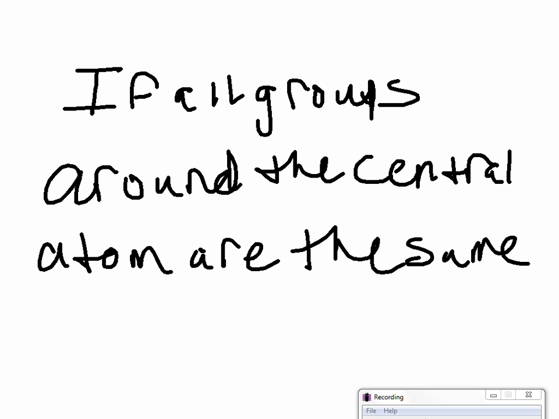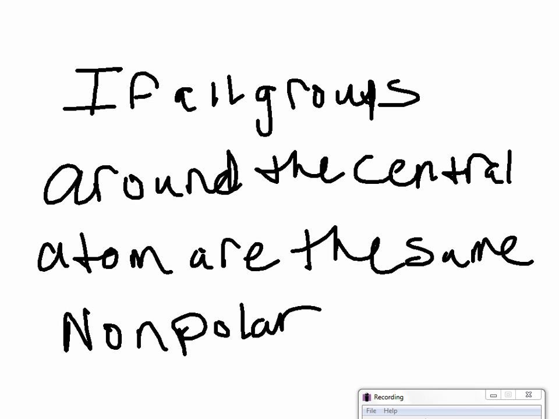that means they're going to have equal pulls for electrons. It's usually non-polar. The opposite of that is also true. If they're different, it's usually polar. Those are some things as you look at geometries as you go through this that you'll find are pretty true generalities that you can use to help make some predictions on what's happening in polar molecules.